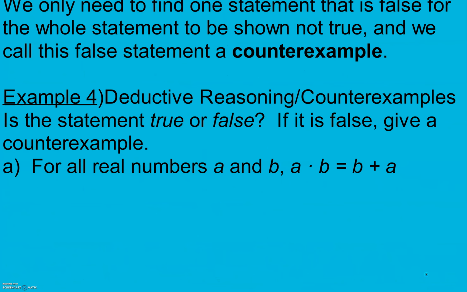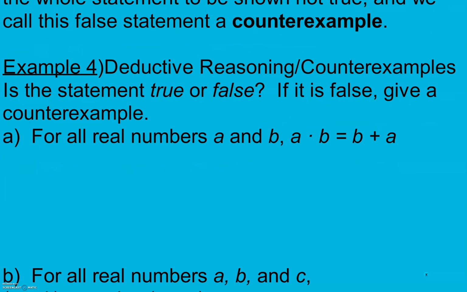So, in example 4, we're going to figure out, are these true or false? If it's false, we're going to give a counterexample. So if we first look here, a times b equals b plus a. That's not one of our properties per se. The properties that we've dealt with are multiplication on both sides or addition on both sides. But let's plug in some numbers and see what happens. I'm going to pick some numbers here. It doesn't matter which numbers we pick.